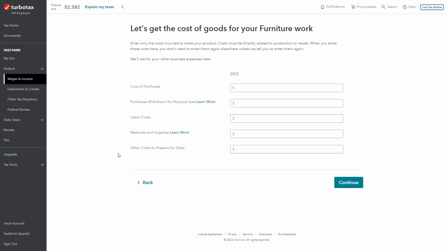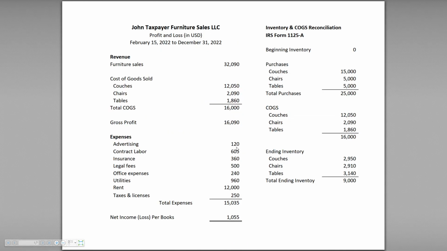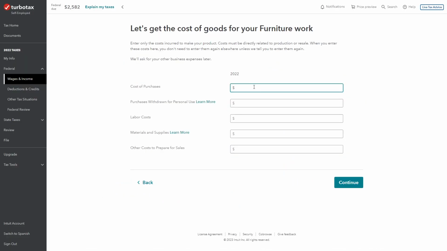Continue. Cost of purchases, right? The cost of purchases here was $25,000, across three different types: couches, chairs, tables. $25,000 of purchases during the year. So I'll go ahead and enter that, $25K. We don't have any other inventory costs here.